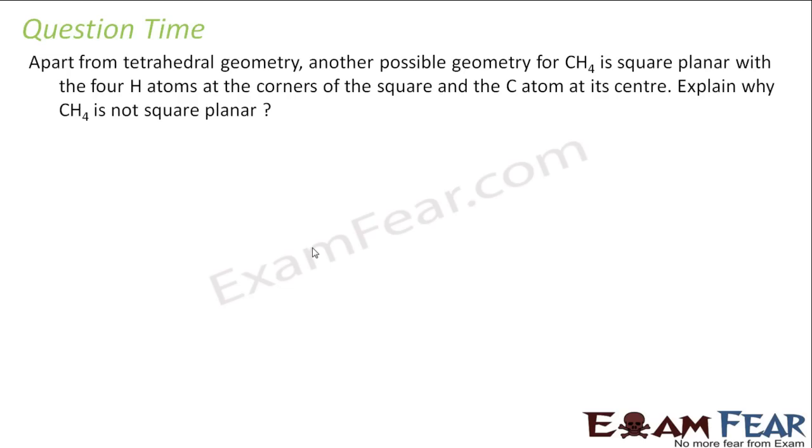Apart from tetrahedral geometry, another possible geometry for CH4 is square planar with 4 atoms at the corner of the square and C at the center. The question is why CH4 is not square planar.